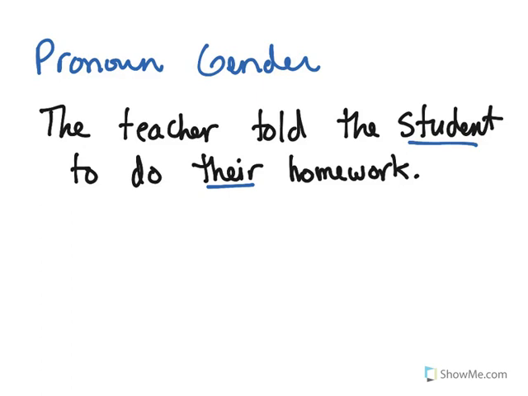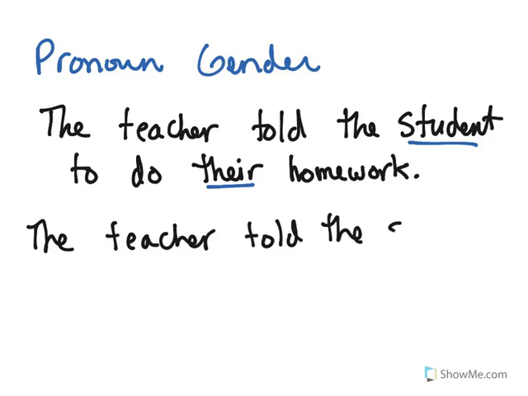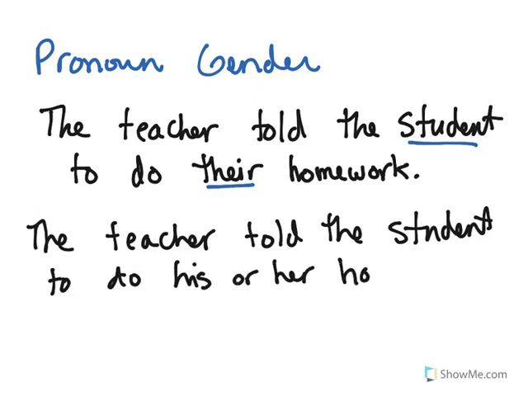So one way that you can fix this is you can use his or her, or him or her, or he or she. The teacher told the student to do his or her homework. So now I've got agreement. I've got singular here and I've got singular here. But you can see that writing his or her every single time can become a little annoying maybe to write every time. For the reader, it might be confusing to read every time.